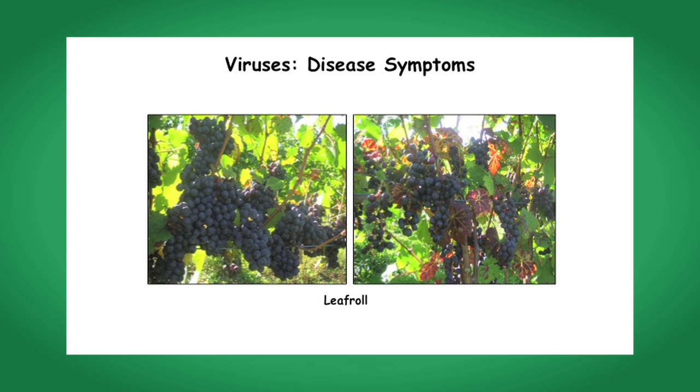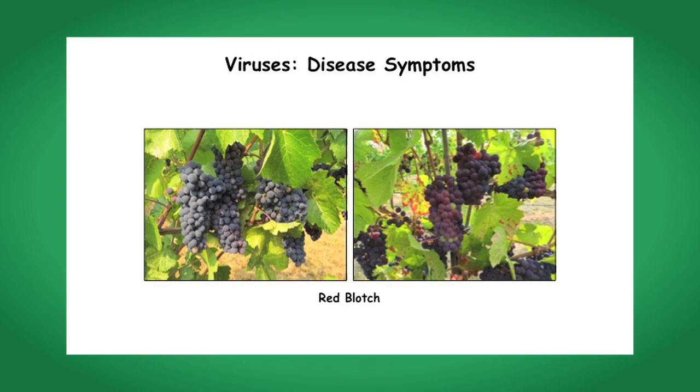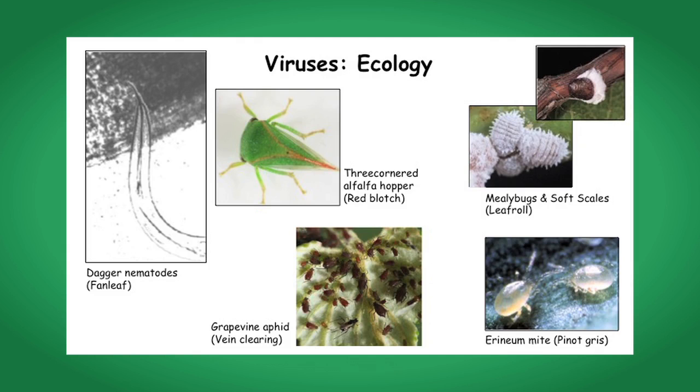Same for red blotch, and this is Pinot Noir. You see the symptomatic diseased vine to your right. Look at the compactness of the clusters, and more so the coloring of the berries in terms of anthocyanin in the skins and so forth. So yes, leaf roll and red blotch are very damaging in terms of yield and quality of production.